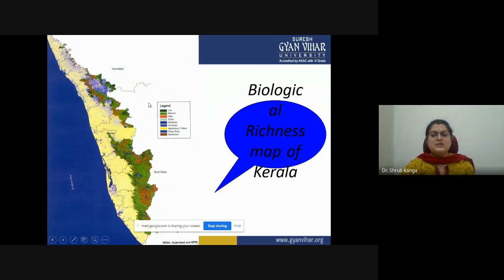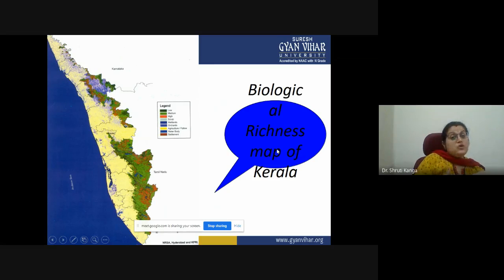Then the biological richness map of Kerala. If you see, in this case study, they have also tried to do the biological richness map, where it is very low, where it is medium, and where it is high. The brown color denotes the settlements, agriculture, and orchards inside these areas. Where we have biological richness, these areas are indicated by the red color, and where we have low richness, they have tried to show it differently.